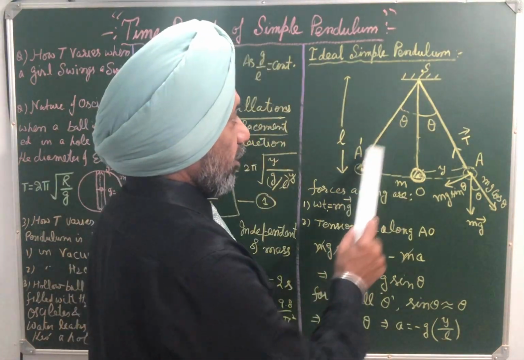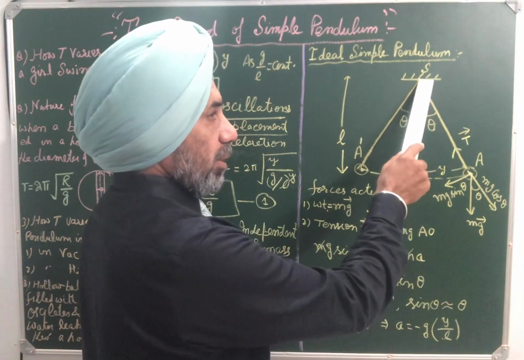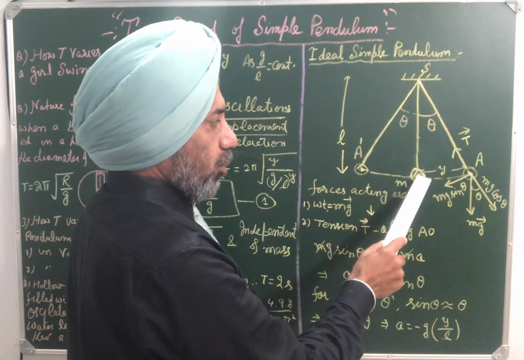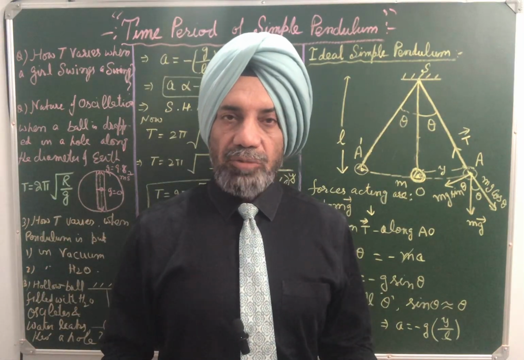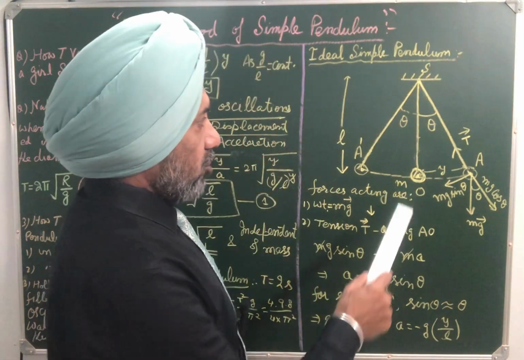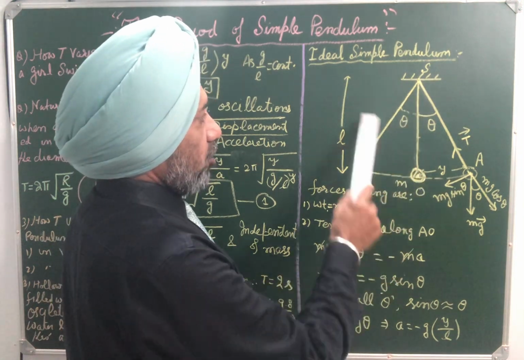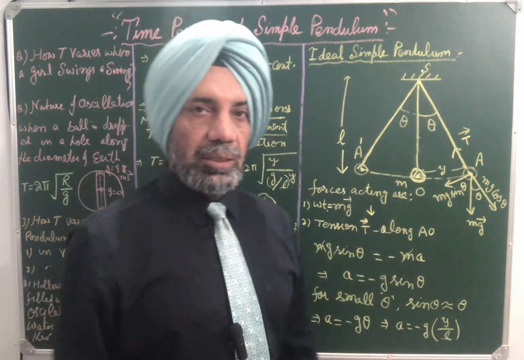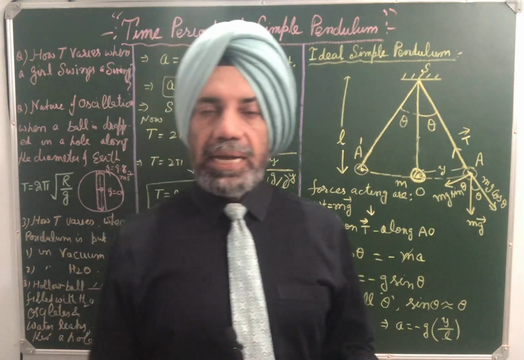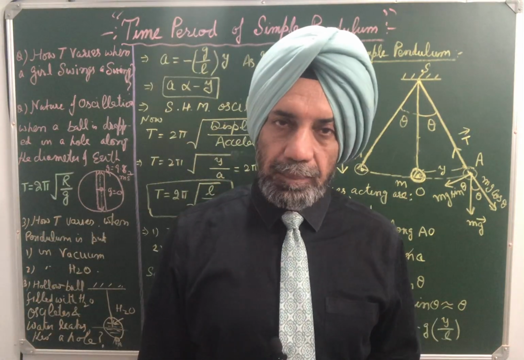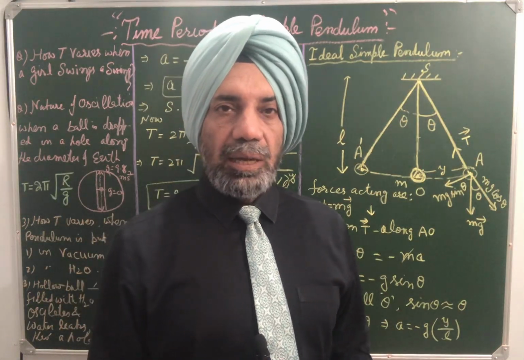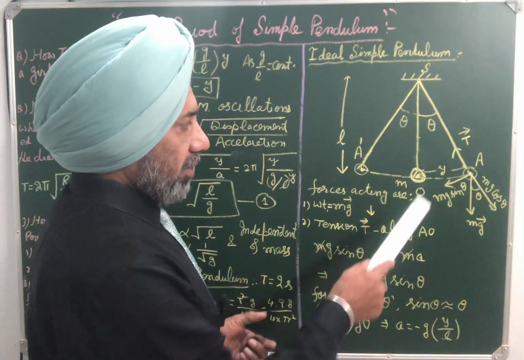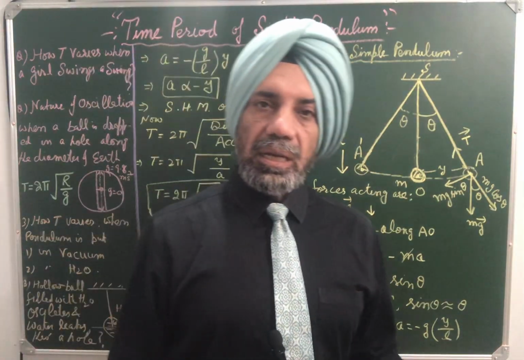So the length of a simple pendulum means the distance between the point of suspension and the point of oscillation, which is the center of the spherical bob. So it means SO is equal to L. The length of the simple pendulum is defined as the distance between the point of suspension and the point of oscillation, or CG of the bob, meaning the center of gravity where the whole weight is supposed to be concentrated.